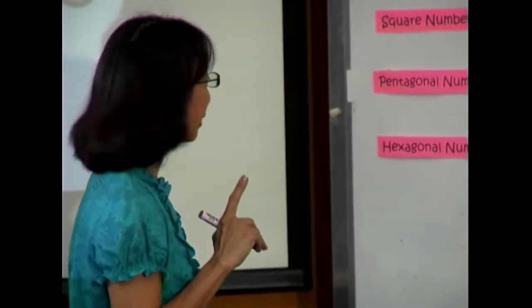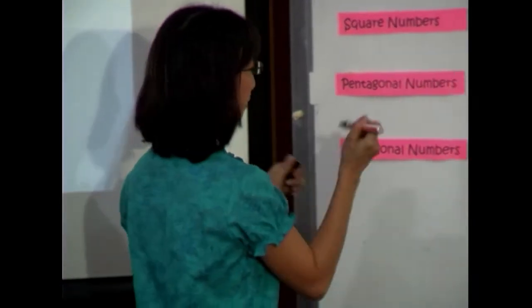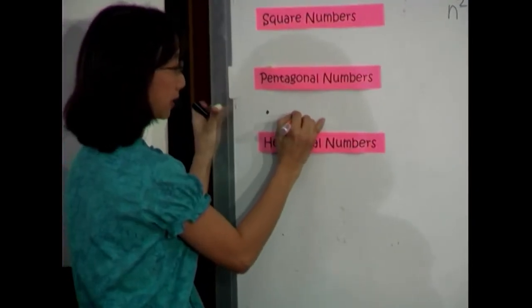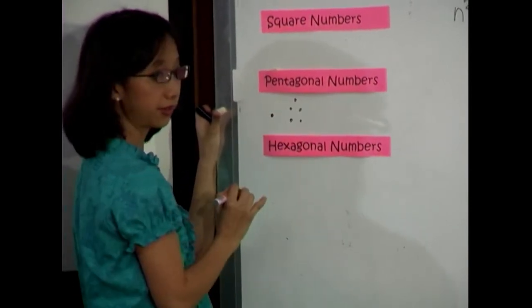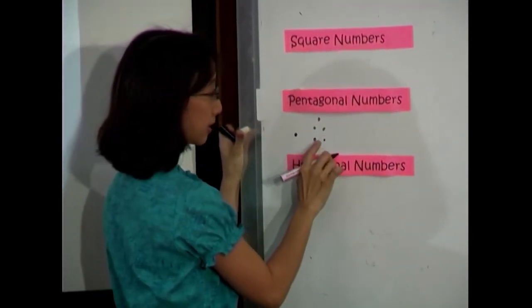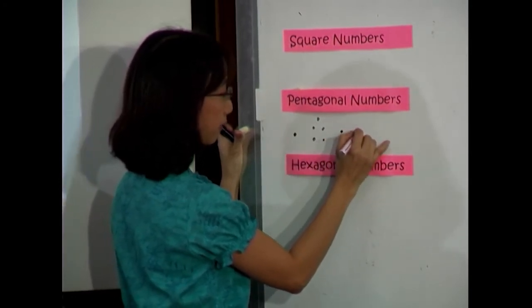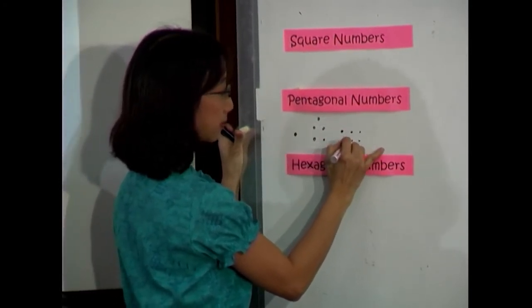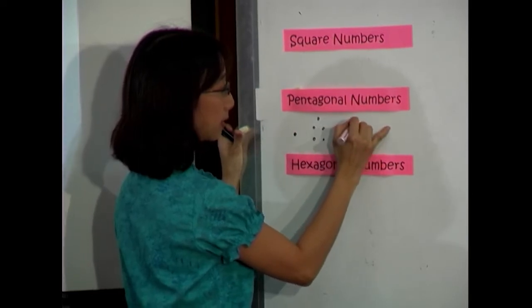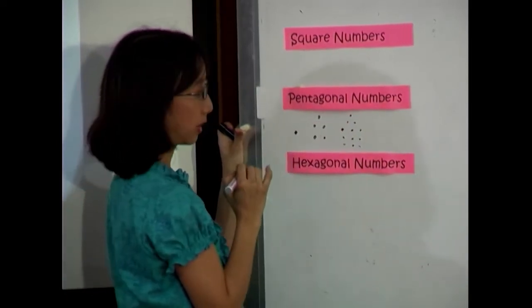Actually, some of you were wondering how they look. Pentagonal numbers would also start from 1. And then, of course, 5 is our first pentagonal number. We have 5 dots. And then what would be next? We have a 2x2 array here, so we have 3x3, and then that on top. So, they look like pentagons.